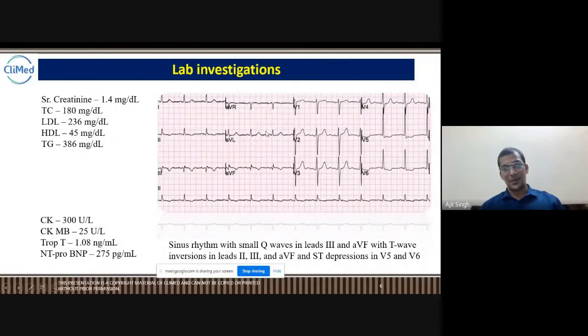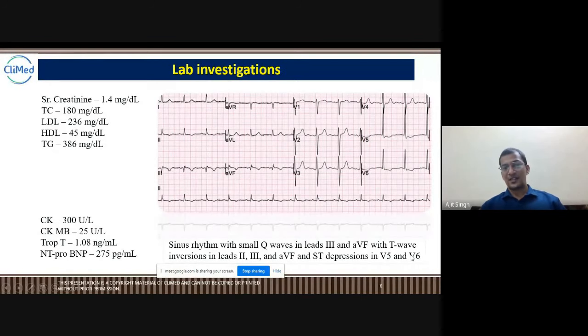This is the upright T wave. You can see the normal T wave. But in AVF again you can see the T inversion. So this is non-specific. Okay, we call these non-specific T wave changes, ST wave changes. So that's why, I'll tell you, this is NSTEMI ECG.